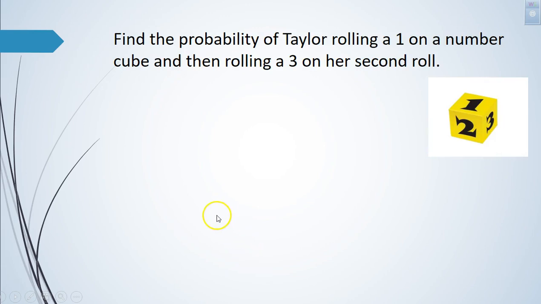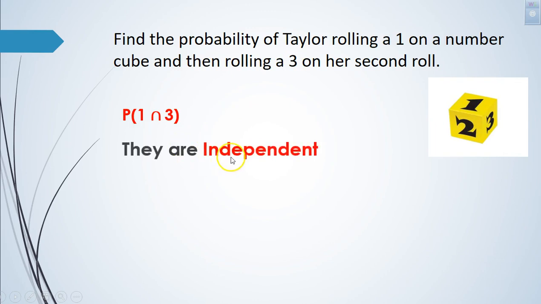All right, here's our next one. Find the probability of Taylor rolling a 1 on a number cube and then rolling a 3 on her second roll. So here's my question for you. If I roll this dice, the same cube, if I roll it twice, does what I do first affect what I do second? The answer to that question is no, right? So we're looking here again for the probability of rolling a 1 and, notice that "and" word, a 3, okay? So they are independent because rolling the dice the first time does not affect what I do the second time.